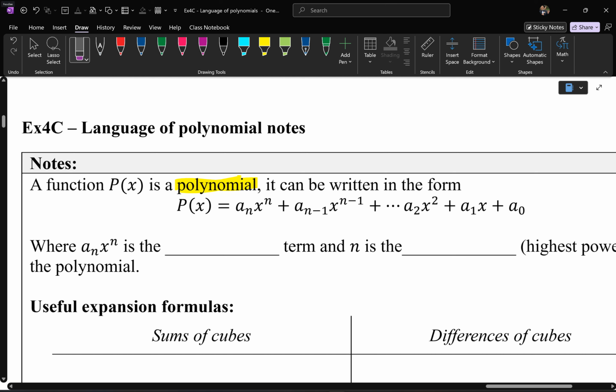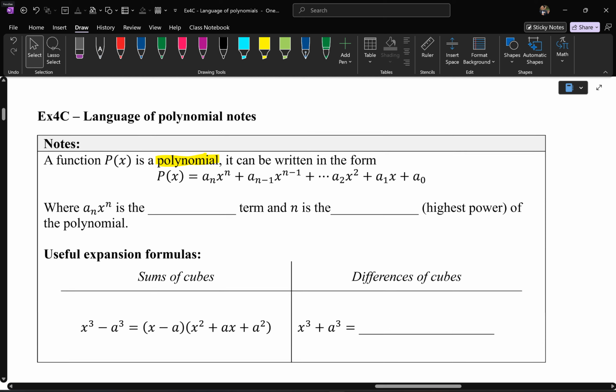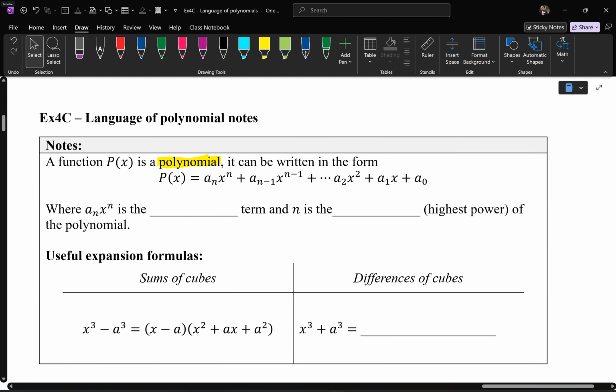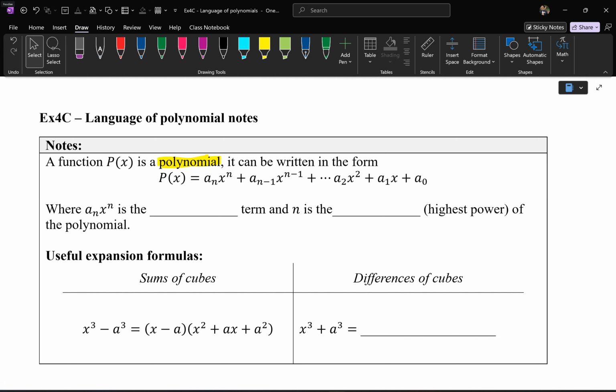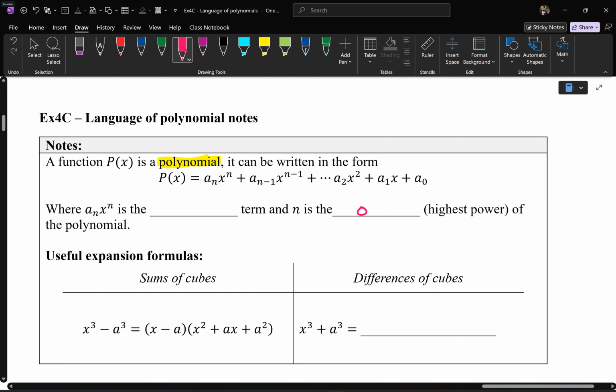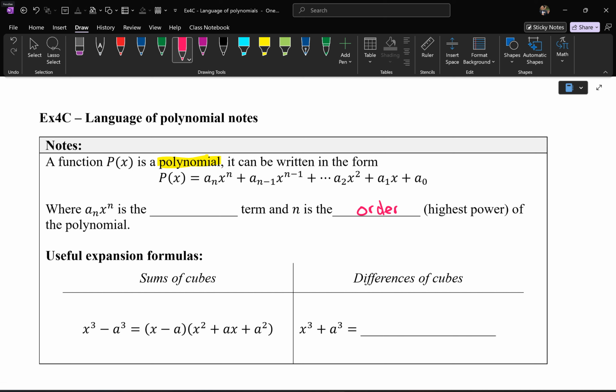Cool. So ax to the power of n is the... I think I was just trying to say that's the order. So the nth power is the highest order, and ax to the power of n is the first term. That's all.